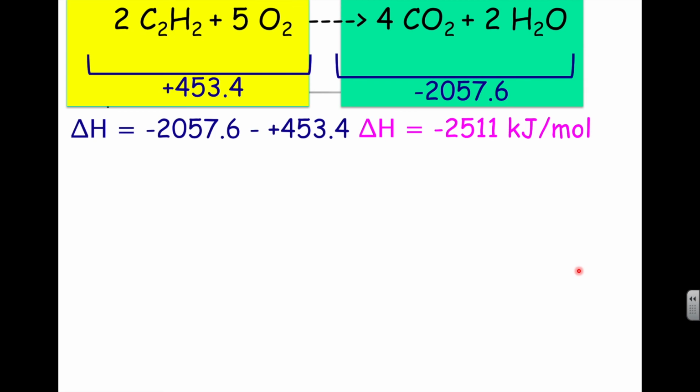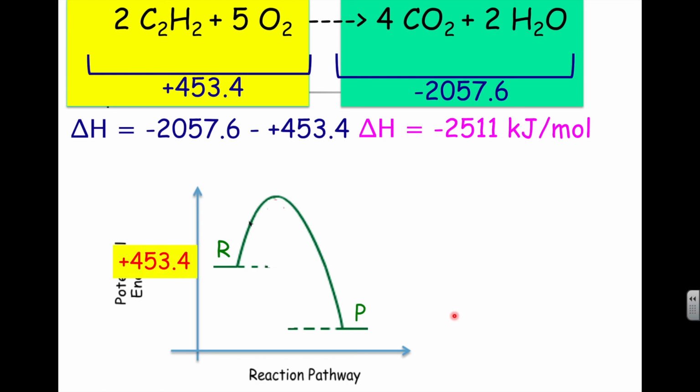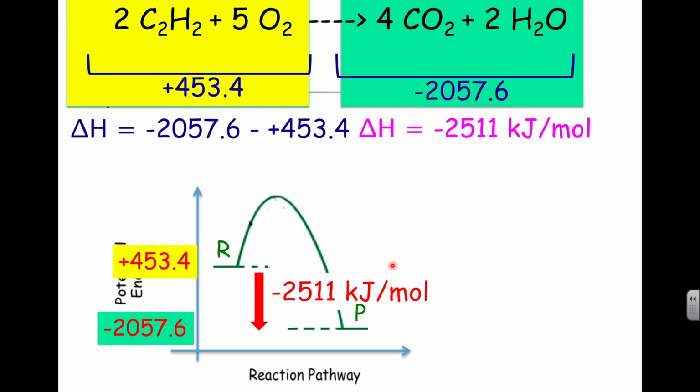Now, let's take just one look and see what an exothermic reaction will look like in an energy profile. And so we're going to draw our reactants greater than the products, right? So it's going to look like that. That's your typical exothermic reaction pathway. And then your reactants is positive 453.4. And your products is negative 2,057.6. And so the change in it is going to be negative 2,511. Okay, you can see that that's the difference between here and here.